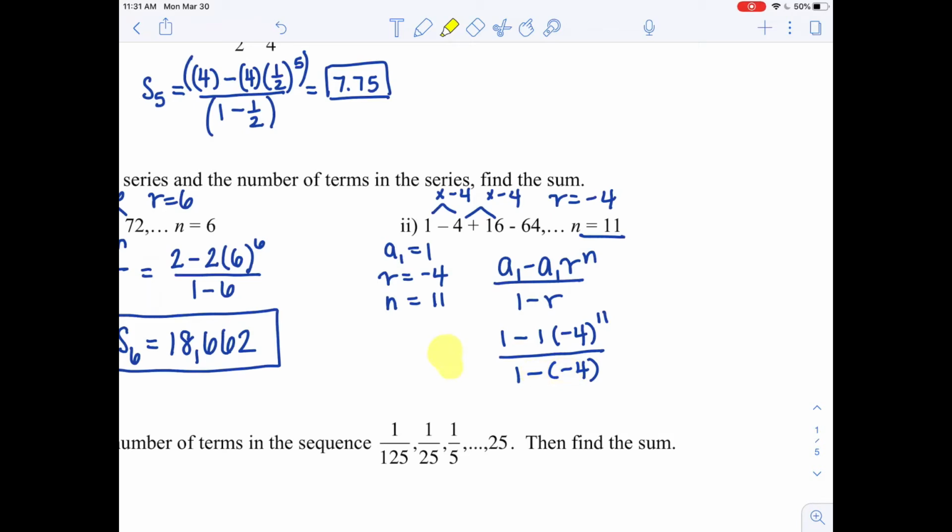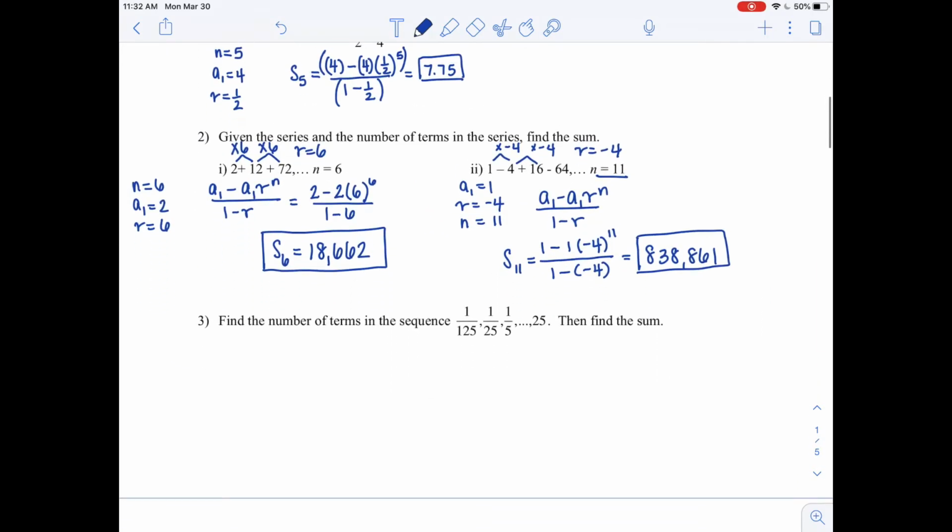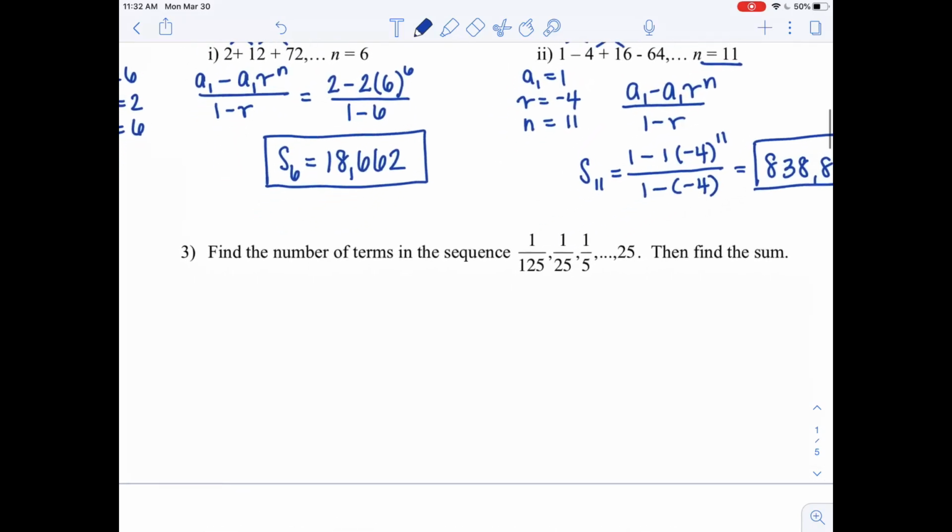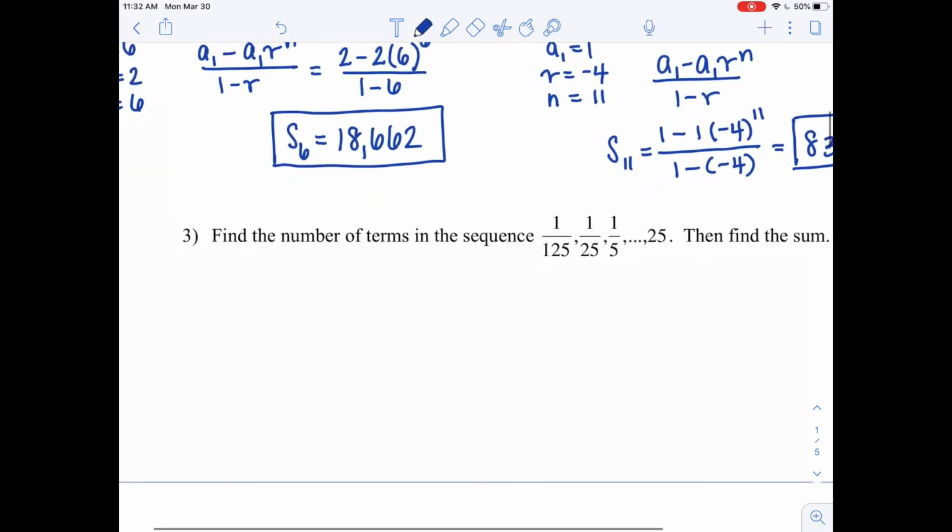This is a common place where people make mistakes because they forget to put the negative twice, and you have to. Otherwise, you're going to get a totally different answer. So the sum of these 11 terms works out in this case to be 838,861. As I said before, don't think you're doing something wrong because you got huge numbers. That's what happens with these geometric patterns. They grow really big, really fast.